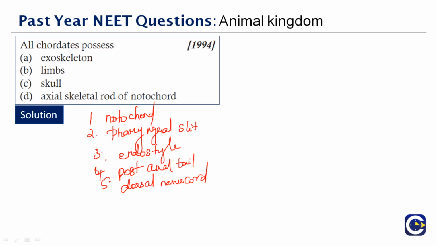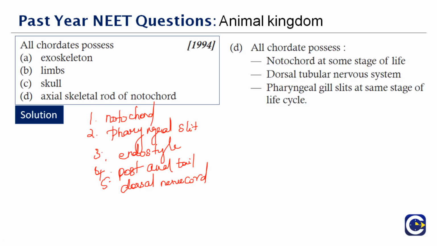These five are anatomical features which are specific for a chordate. Therefore, the correct answer is option D, axial skeletal rod of notochord. So to your right side I have also explained about that. They haven't mentioned the other two. The other two are endostyle and the post-anal tail, which are missed out there. The correct answer is option D.